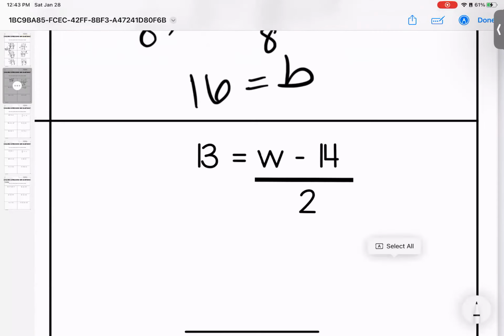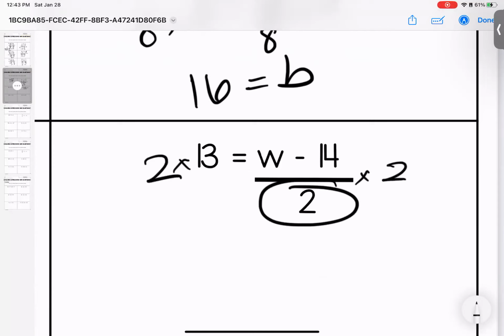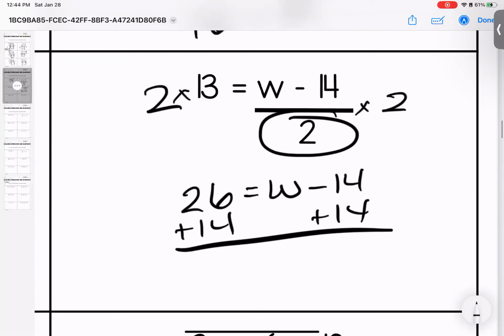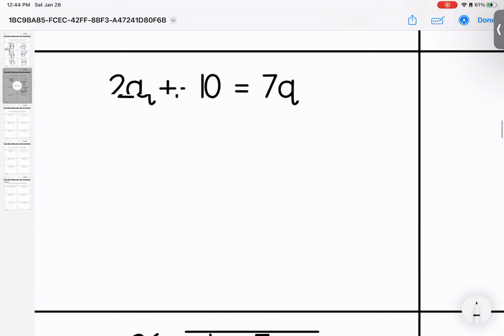Down here, we're going to get rid of our division first with multiplication. When we do that, we get 26 is equal to W minus 14. Add 14 to both sides. We got 40 is equal to W.